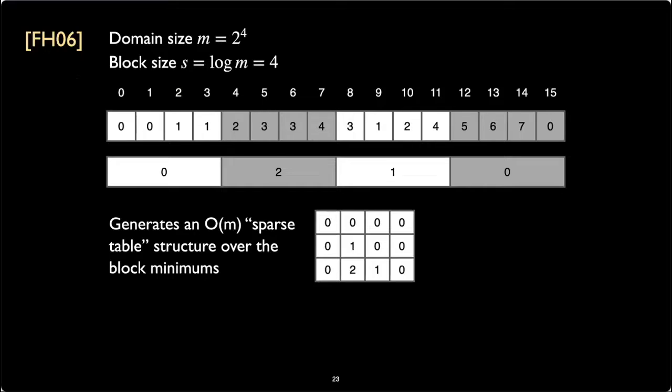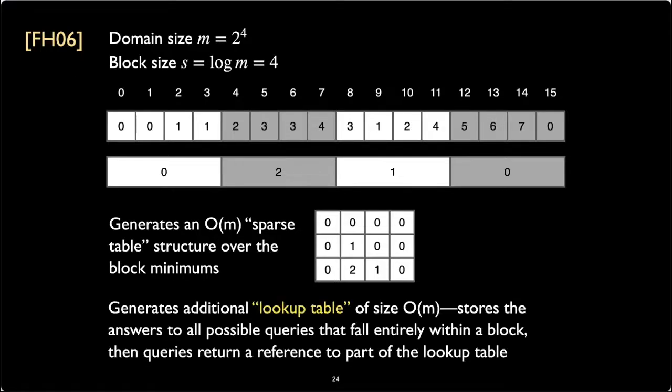that span entire blocks. And then to answer queries that fall entirely within a particular block, you generate an additional lookup table that stores the answer to all possible queries that fall within a block. Then queries return a reference to part of the lookup table in a second round access. As we show in our paper, this lookup table component results in a scheme that is not data oblivious when you try to combine it with the ARC framework.